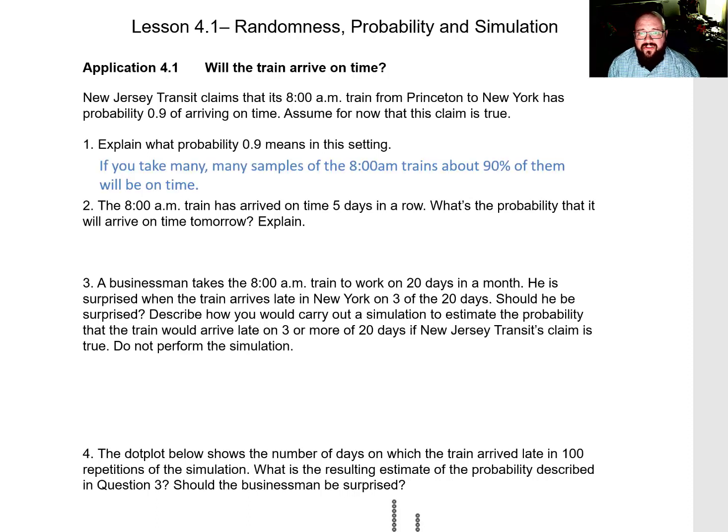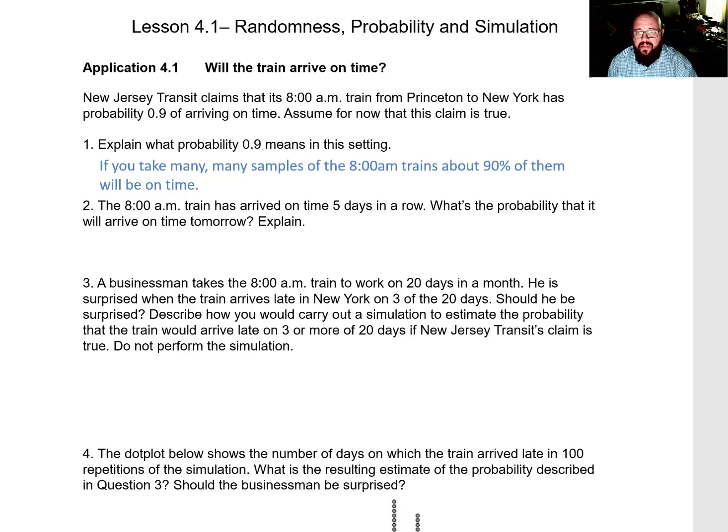I've kind of already answered this by just reading the actual problem to you. If you take many samples of the 8 a.m. train, so the train leaves at 8 a.m., and you do many samples, about 90% of them will arrive on time. So that's why it's meaning 0.9 arriving on time. 90% of them will be on time.